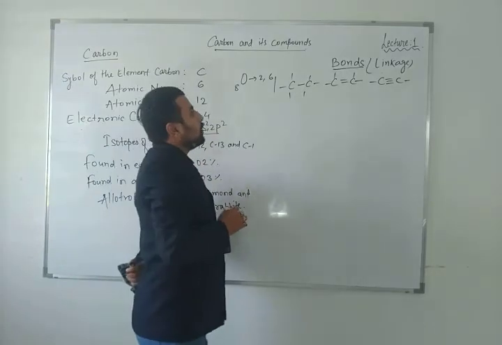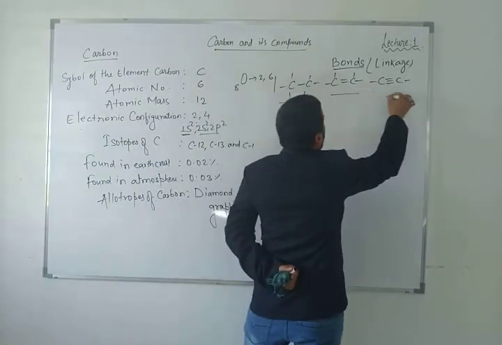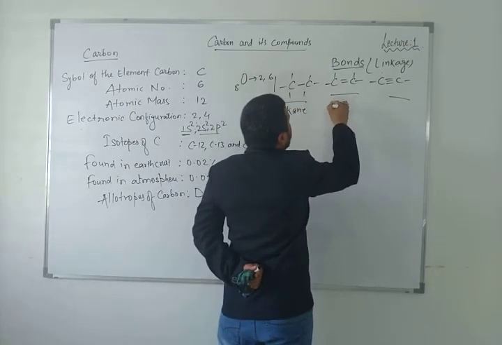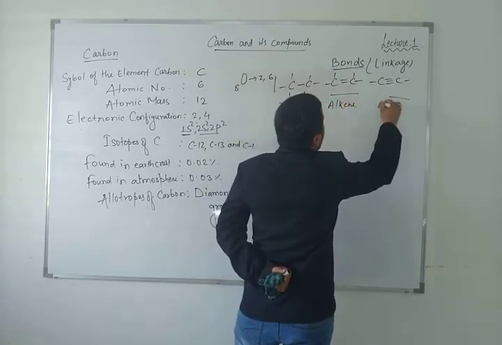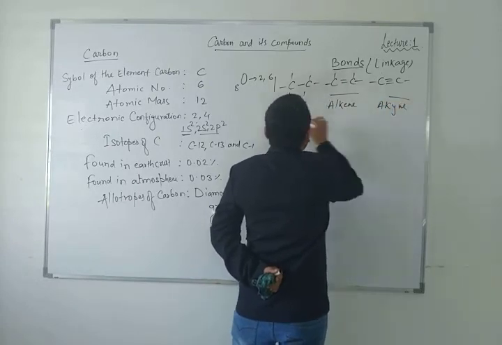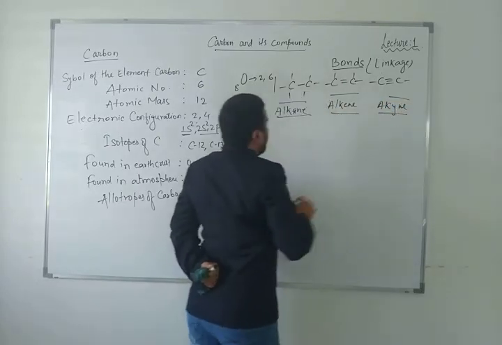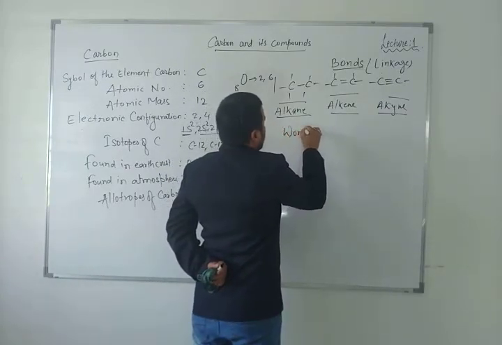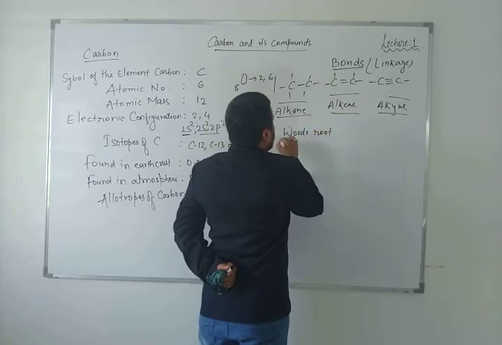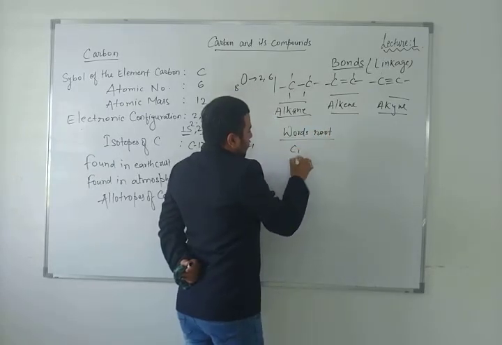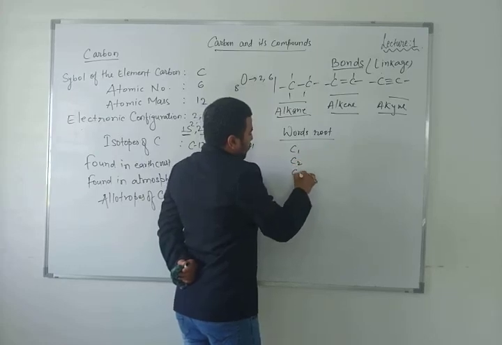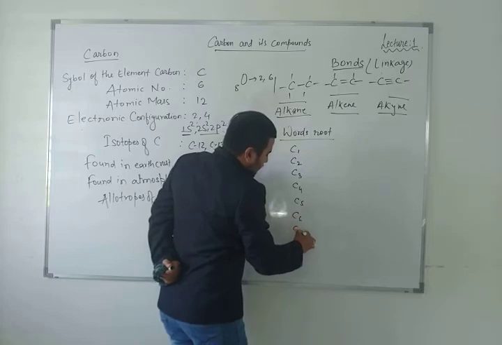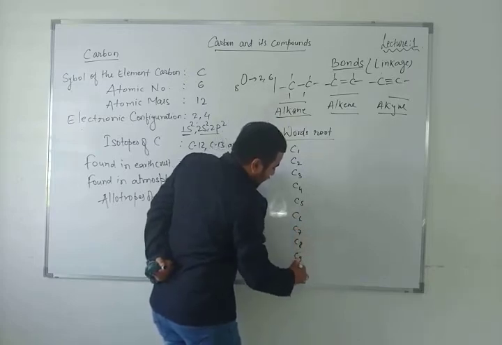Now, as I have told you, the single bond, double bond, triple bond are also known as alkane, alkene and alkyne. Before moving towards these 3 things, I would like to tell you the counting of carbon, that is called words root. Words root means number of carbon. C1 to C10 we will learn: C1, C2, C3, C4, C5, C6, C7, C8, C9 and C10.